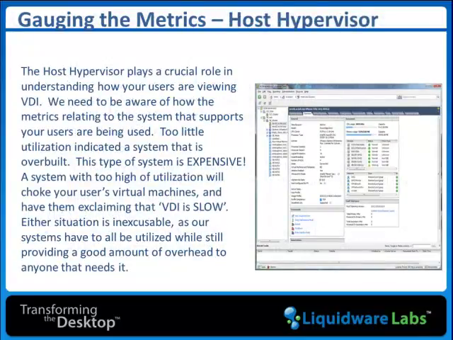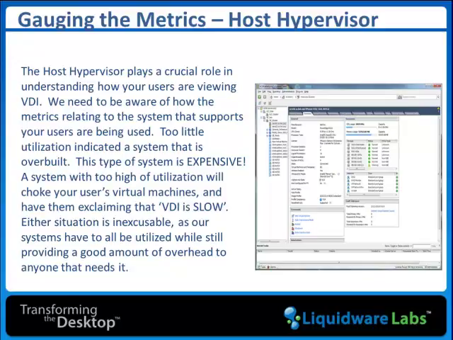And now we get to talk about the next of the 5 major pieces of user experience metrics, and that's going to be the host hypervisor. Now, the host hypervisor plays a crucial role in understanding how your users are viewing VDI. Now, we need to be aware of how the metrics related to the system that supports your users are being used. If we use too little of this utilization, this is indicative of a system that is overbuilt. In other words, you've built too much server for your users to use. This type of system is incredibly expensive.